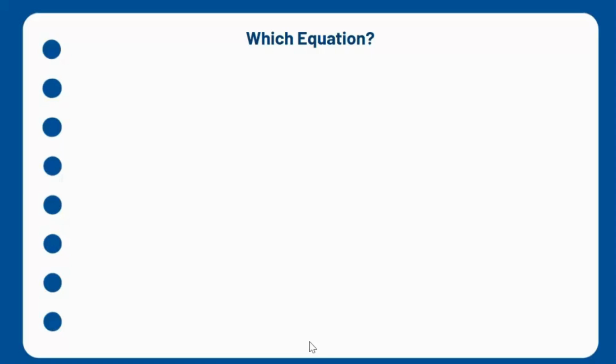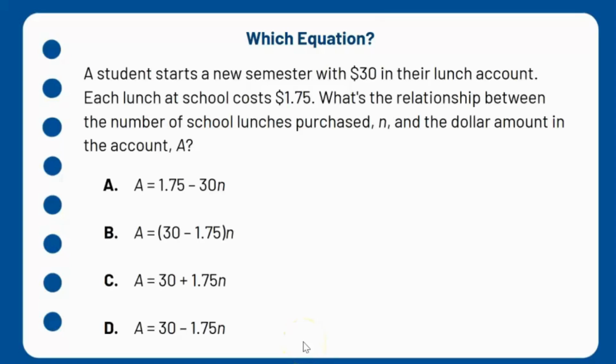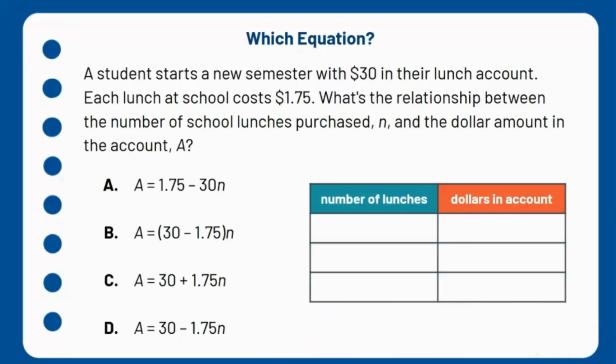sense of the situation. A student starts a new semester with $30 in their lunch account. Each lunch at school costs them $1.75. What is the relationship between the number of school lunches purchased, N, and the dollar amount in the account, A? To help us determine which equation represents this given situation, let's create a table of values.